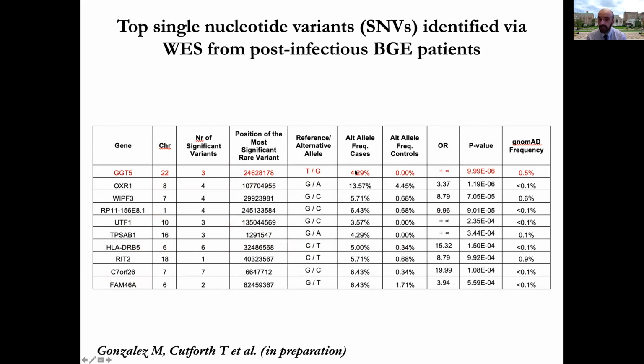You can see that in cases, even though it is a rare mutation, only 4% of cases had this, it is completely absent in 300 controls, suggesting that this is highly significant. And again, a lot of these genes are emerging here. OXR1 and WIPF3, which were in our list before, are also emerging here.